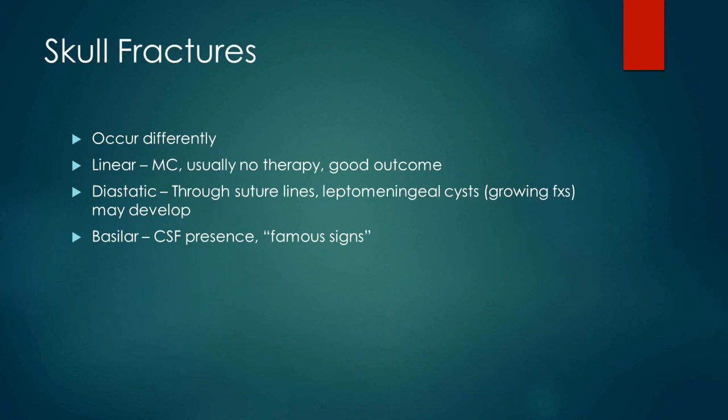And we'll talk about some skull fractures here now. Many occur differently. Linear is the most common, usually no therapy. They have good outcomes. Diastatic is ones that cross through the suture lines. They can have these, leptomeningeal cysts may develop. And then there's basilar skull fractures, CSF presence, and it's got all the clinical findings of a basal skull fracture.